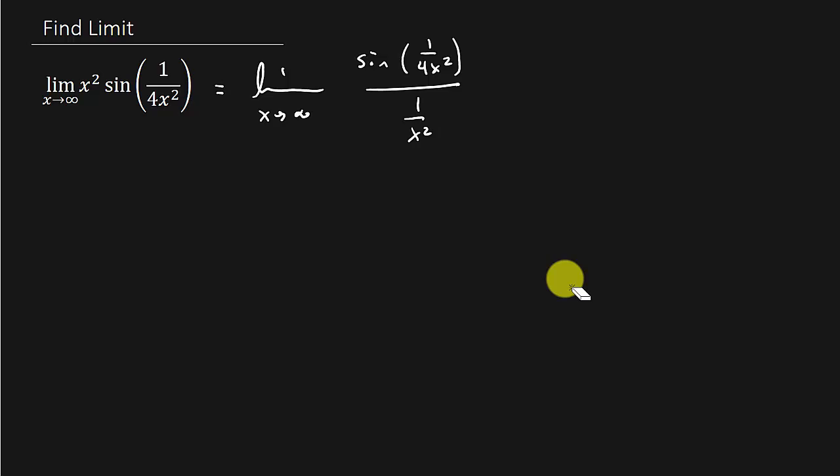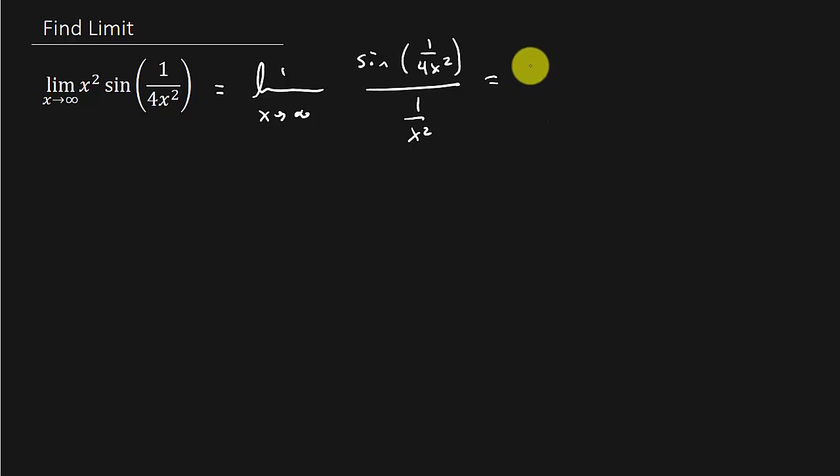Now let's look at this. As x goes to infinity, of course, we just talked about this: this fraction in here goes to 0, and the sine of 0 is 0. And then as x goes to infinity in this denominator, the x down here goes to 0, so this fraction in the denominator goes to 0 also. So we have 0 over 0, which means we can use L'Hopital's rule.